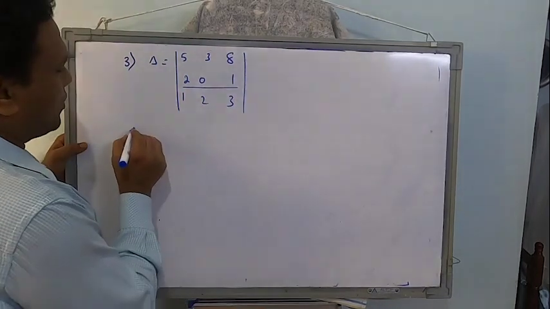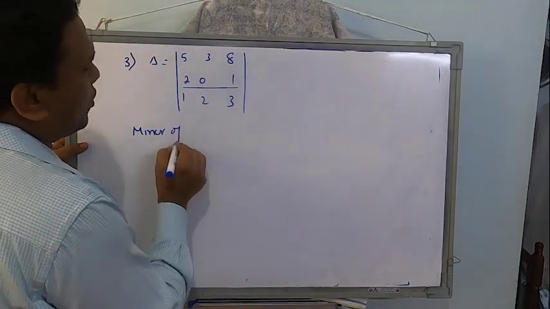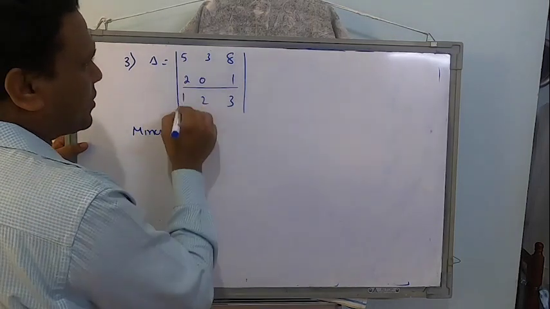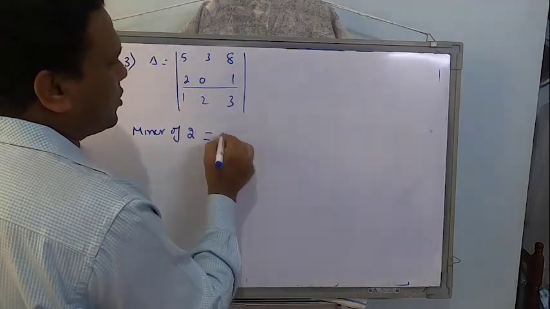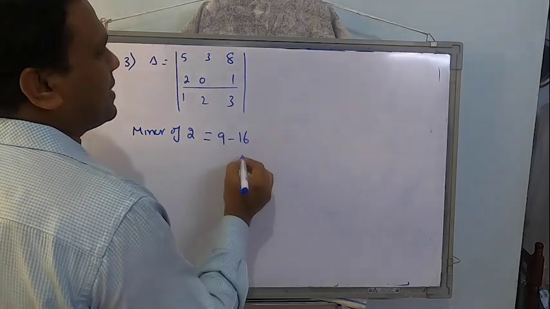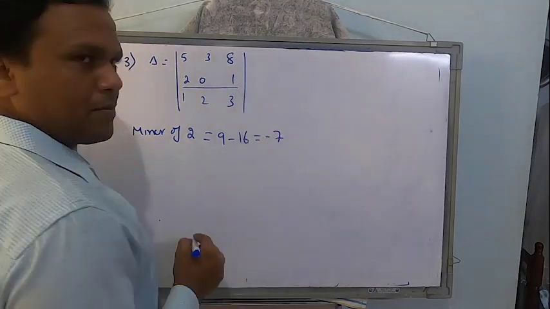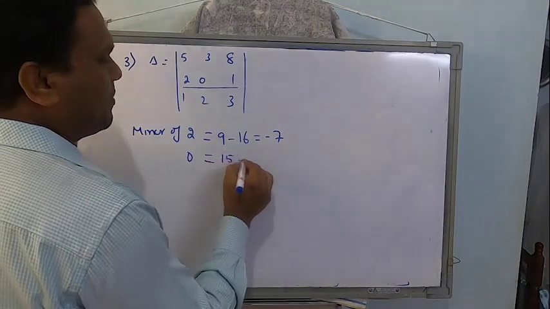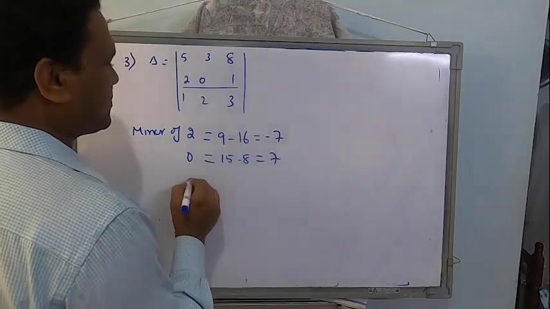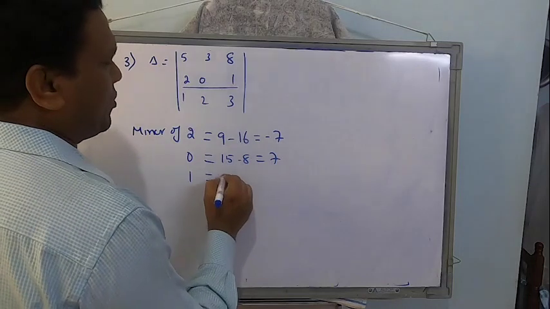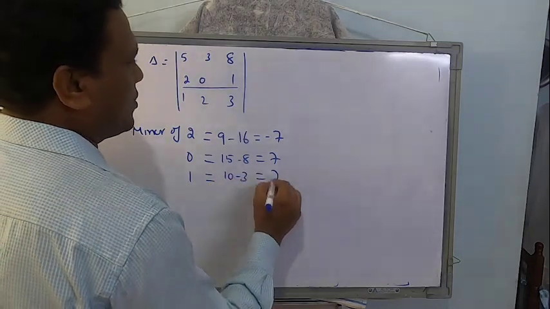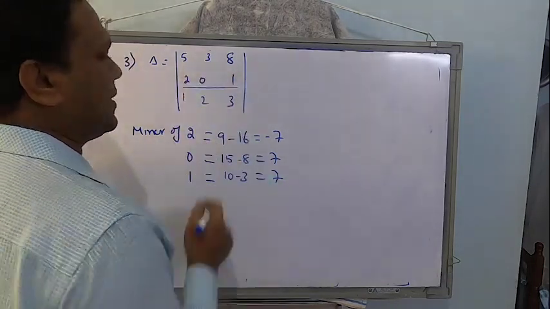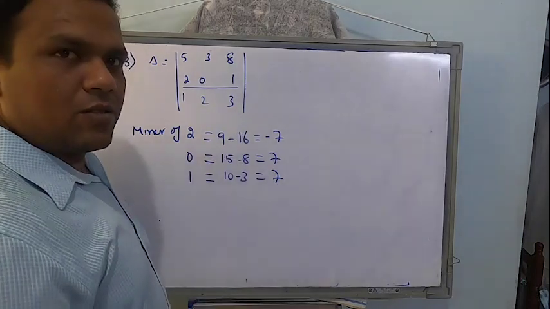Clear? Okay. Now minor of 2: block this column and this row. So it's going to be 9 minus 16, which is minus 7. Minor of 0 will be 15 minus 8, equal to 7. Minor of 1 will be equal to 10 minus 3, equal to 7. That's correct, right? Yeah, fine. Now I got the minors of each.